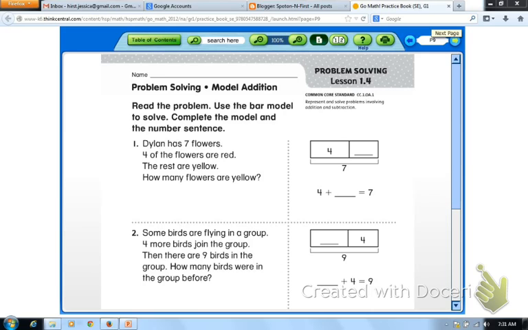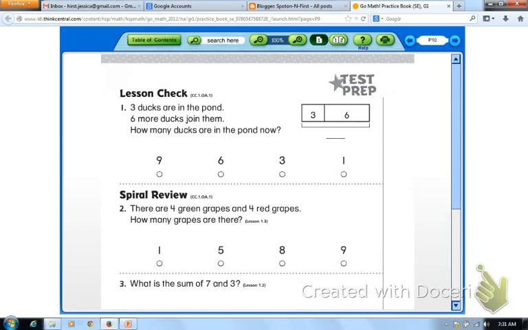On the back side, the lesson check number 1, it gives it to them again, but it does not give them the addition sentence. So they will need to write that out. I strongly encourage you to do that. After reading the problem, they would be able to write 6 plus 3 equals, and they're trying to find the whole number. They don't know what the whole is.